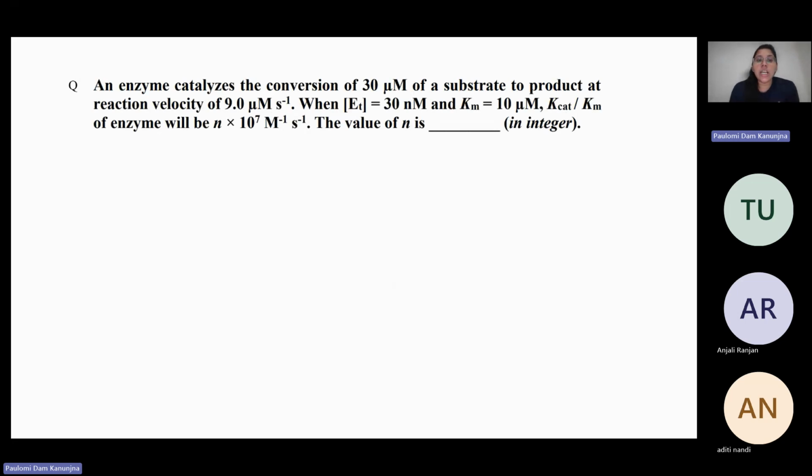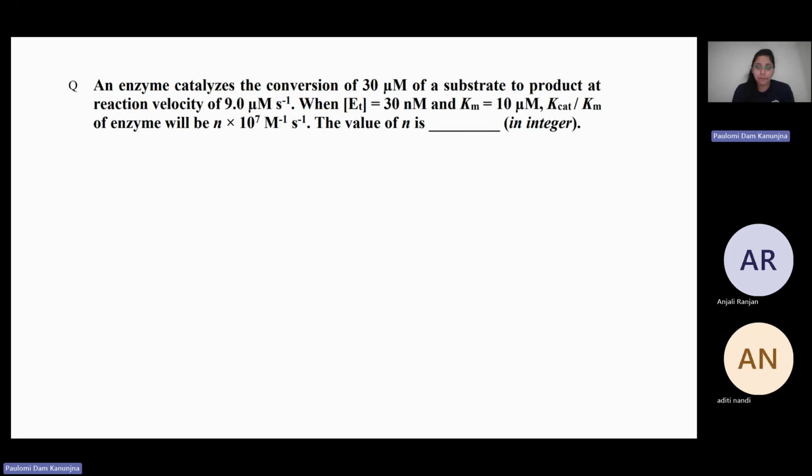Now this question. An enzyme catalyzes the conversion of 30 micromole of a substrate to product at a reaction velocity of 9 micromole per second. When ET, which is total enzyme, is 30 nanomole and Km is 10 micromole, the catalytic efficiency, so Kcat by Km of the enzyme will be n into 10 to the power 7. So forget about the value here. You need to calculate Kcat by Km.